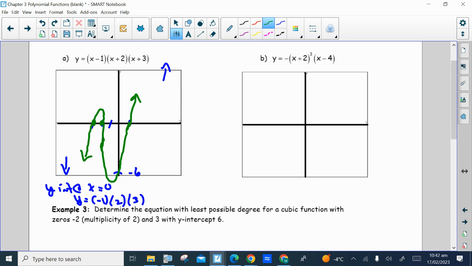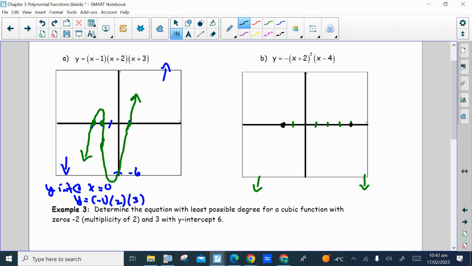Also, the leading term here would have to be negative because you've got that negative in front. So this will act just like a quadratic with a negative initial term. It's going to open downwards: fall to the left, fall to the right. We have x-intercepts of -2 and +4. But the x-intercept of -2 has a multiplicity of 3. So there's going to be a point of inflection there.